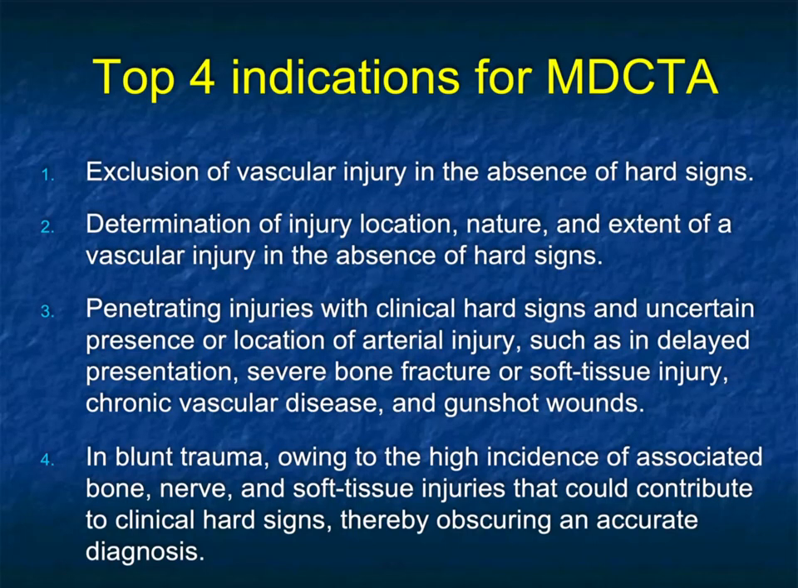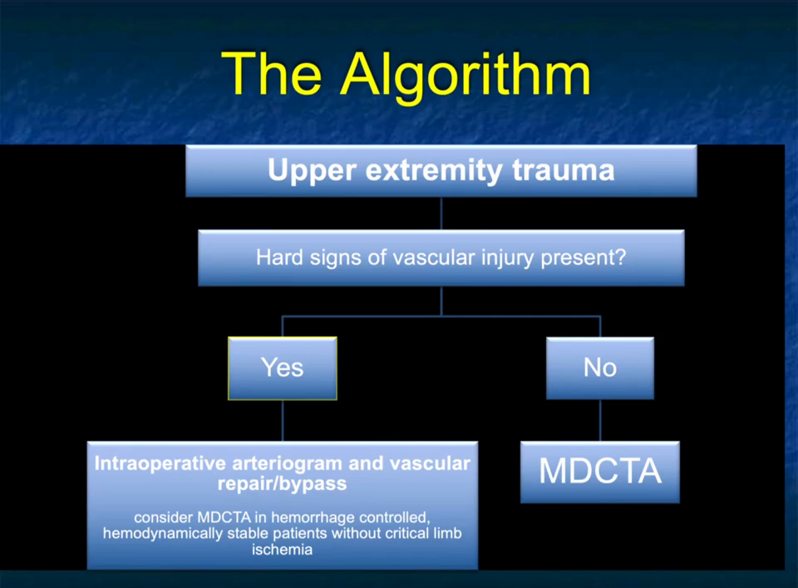When in doubt and the patient is stable, CT is the way to go. It's surely easy enough to end up with a negative CT and then feel comfortable in managing that patient. Now here's the algorithm. Upper extremity trauma, are there hard signs? Yes. Go to the OR, do a repair, maybe do an intraoperative arteriogram. Don't waste time. If there aren't hard signs present, then CTA is surely going to be the way to go.